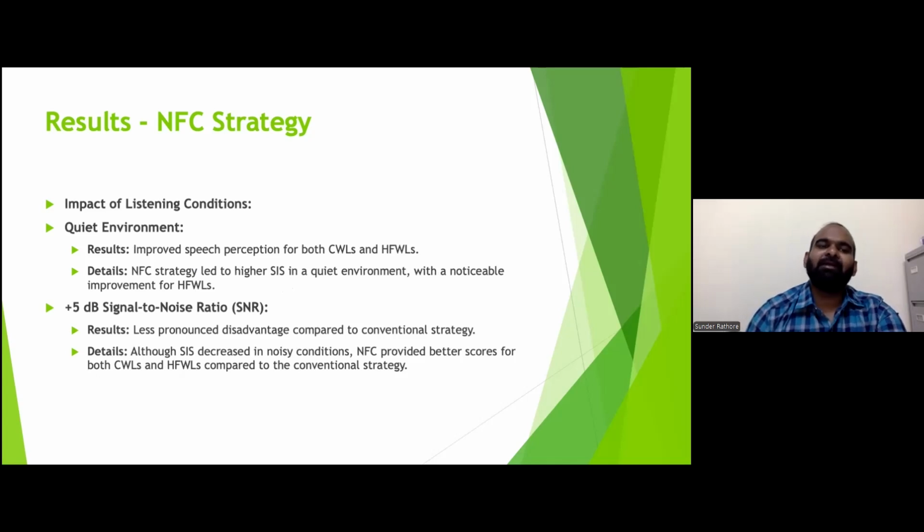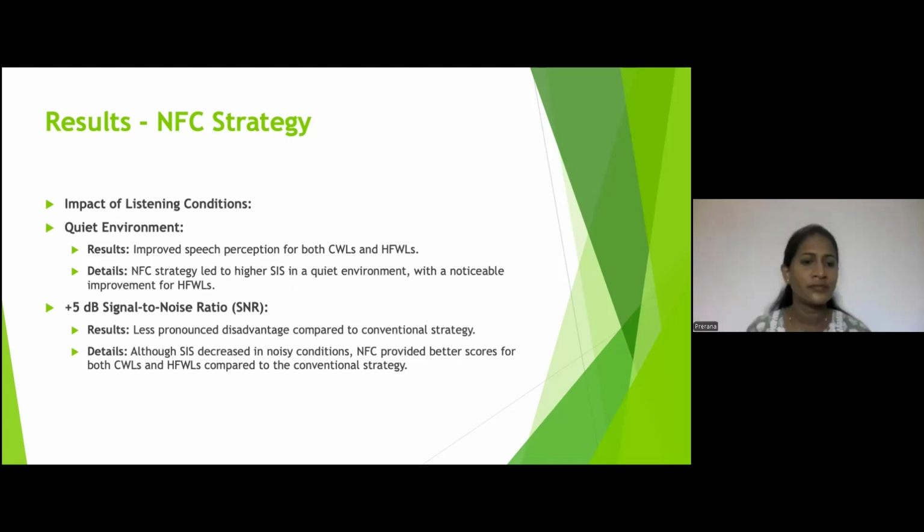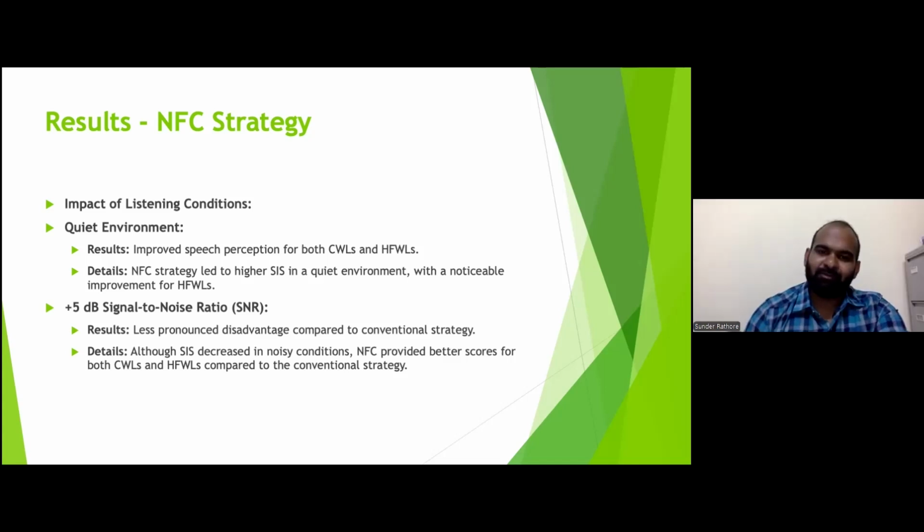So the impact of listening conditions, if you can see, in the environments, quiet environment and louder environment. In quiet environment, if you see the results, there was improved speech perception for both CWLs and HFWLs. In detail, the NFC strategy led to higher SIS in quiet environment, with notable improvement for HFWLs. In noisy conditions, there was a less pronounced disadvantage compared to the conventional strategy. Although SIS decreased in noisy conditions, NFC provided better scores for CWLs and HFWLs compared to the conventional strategy.